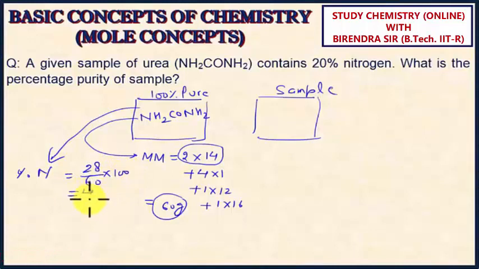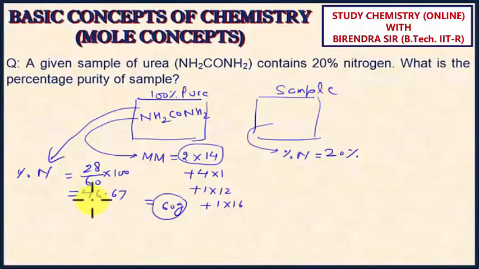If you solve, the value comes as 46.67%. Now what is given in the question? In the question, it is given that the sample contains how much nitrogen? 20%. And the pure has got 46.67. So obviously the sample is not 100% pure. So I'll use unitary method to find the purity of this sample.